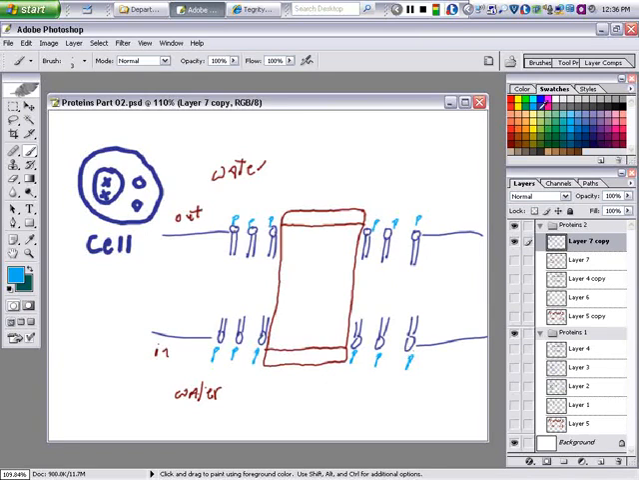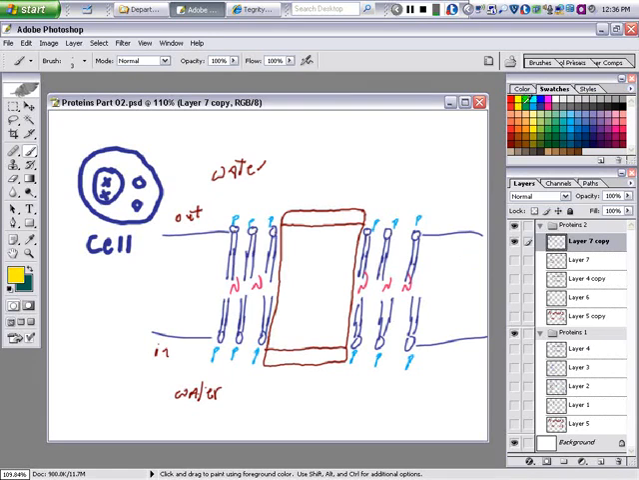Now, the fatty acid tails. Let's make these longer here. The fatty acid tails on phospholipids: are they polar or non-polar? They're non-polar, exactly. So these are going to be non-polar. And so we'll put an N here for non-polar. All of this is non-polar. Okay.